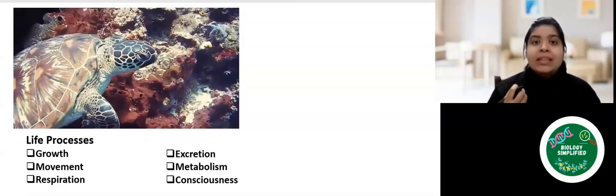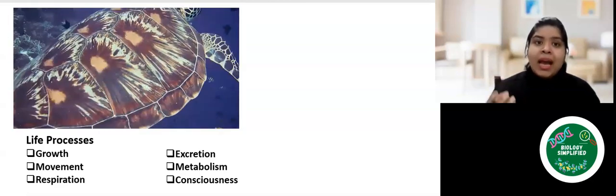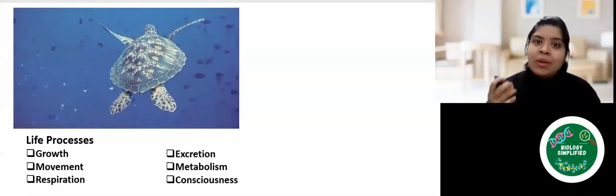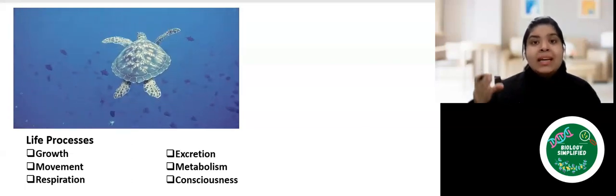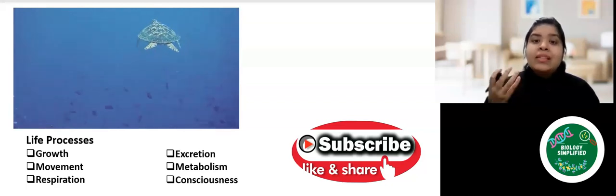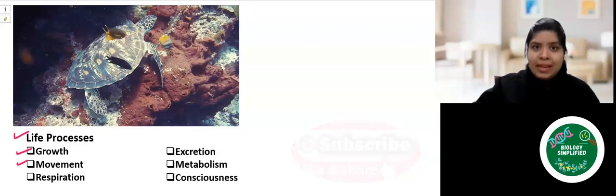Now, these processes are the vital processes which are essential for an organism to stay healthy and to maintain the proper functioning of the various organ systems which are present in an organism. So, what are these basic essential activities which are required by an organism to stay living and to perform its basic important activities? They are called the life processes. So, life processes include growth, movement, respiration, excretion, metabolism, and consciousness.